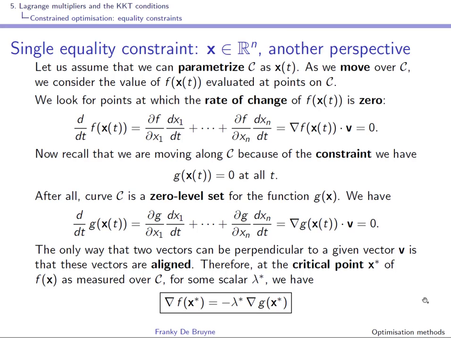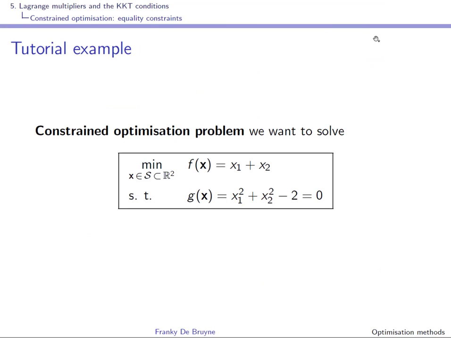Another perspective is to parameterize C, the locus of all points such that g of x is equal to 0, as a function of time. So we'll write x of t as follows: x1 of t up to xn of t, right? And we can use the following tutorial example that we'll use next to illustrate this.